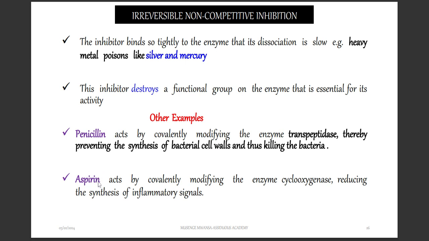Okay. So aspirin will act on the enzyme cyclooxygenase, which causes inflammation, and that will be able to reduce the inflammation. Please take note of these two as examples of irreversible non-competitive inhibitors. At least also take note of the enzyme that they are working on.